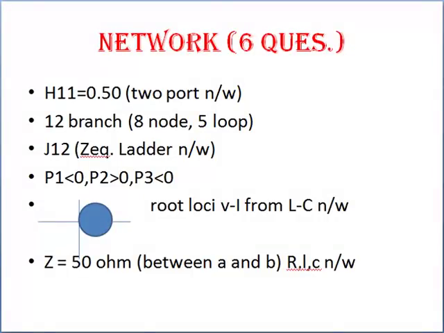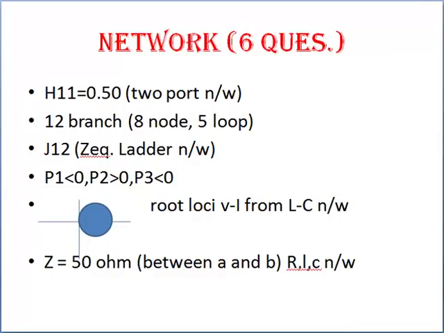Now from the network section, there is one two-port network question. The answer to that question is 0.5. There was one question in which 8 nodes and 5 independent loops are given, and we are asked the number of branches. The answer is 12. There was one question where they asked the Z equivalent in a ladder network. For the given ladder network, the answer is J12.